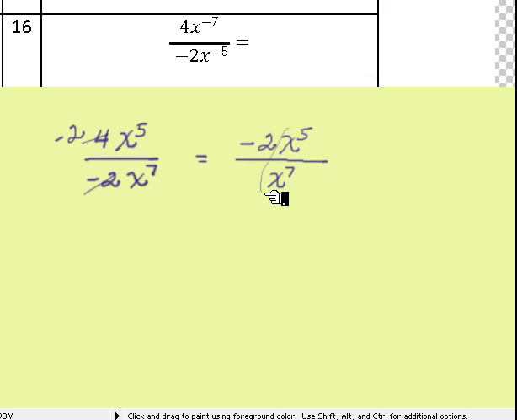And now we'll work with the powers of x, subtracting the exponents. 7 minus 5 is 2. Since we started with the denominator, the result goes in the denominator, so that's going to be x to the 2, or x squared, minus 2 over x squared.